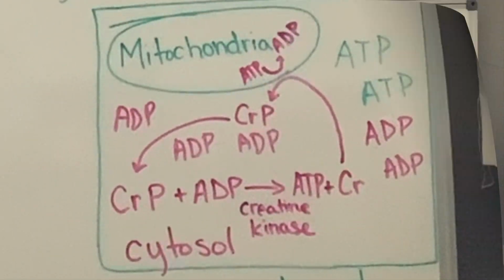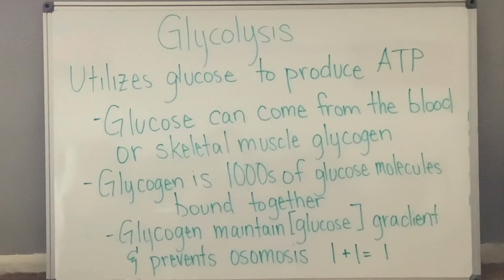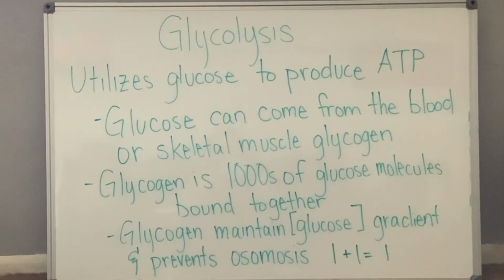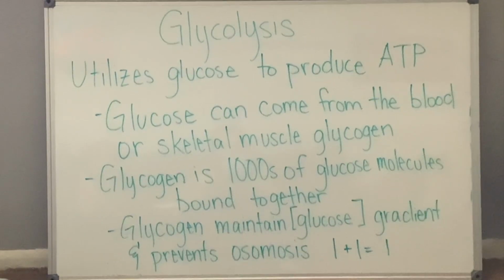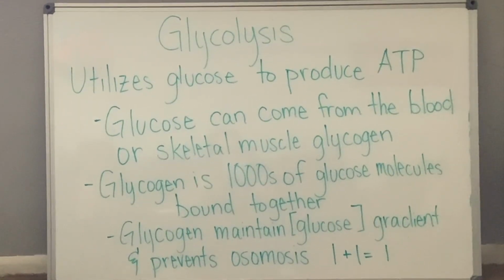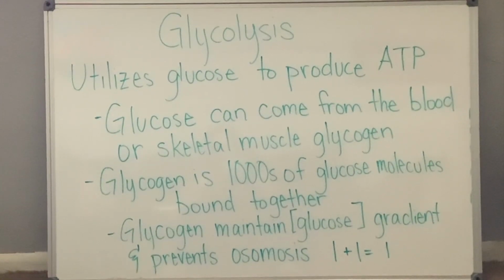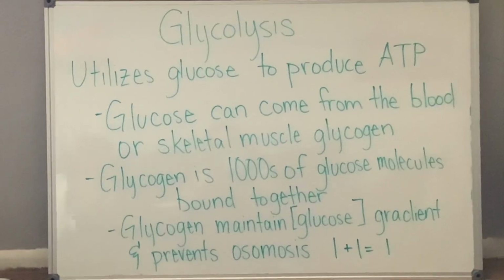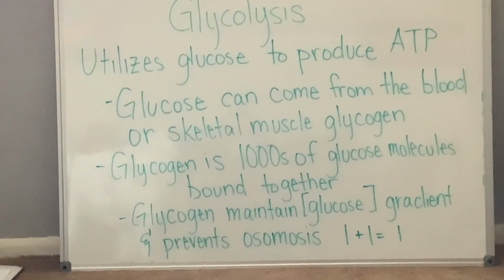Glycolysis is our second metabolic pathway. It can only use glucose in order to produce ATP. It is unable to utilize fats or proteins to create ATP. The skeletal muscle glucose supply can come from either the bloodstream or from skeletal muscle glycogen. Glycogen is thousands of glucose molecules bound together within the skeletal muscle.